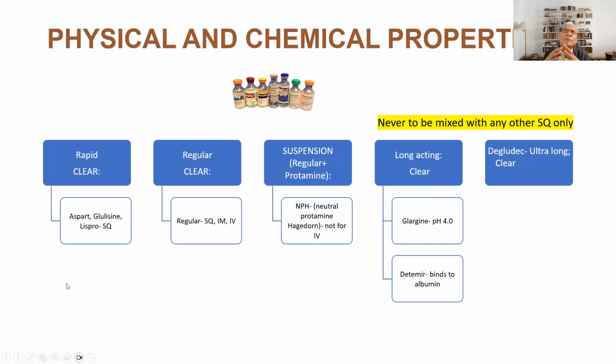All right. So in looking at the physical characteristics and the chemical properties of different kinds of insulin, we see that they could either be clear or they could be cloudy. And let me explain why some of them are clear and some of them are cloudy. So in the beginning, when insulin was first discovered, they had found out that if they gave this regular insulin, its effect was gone in approximately 2 to 3 hours.